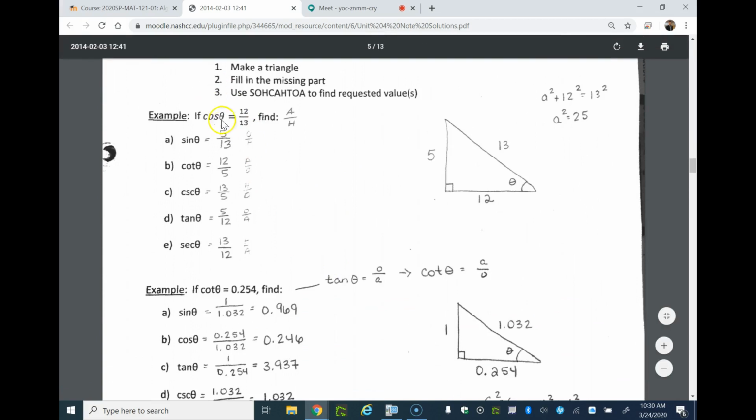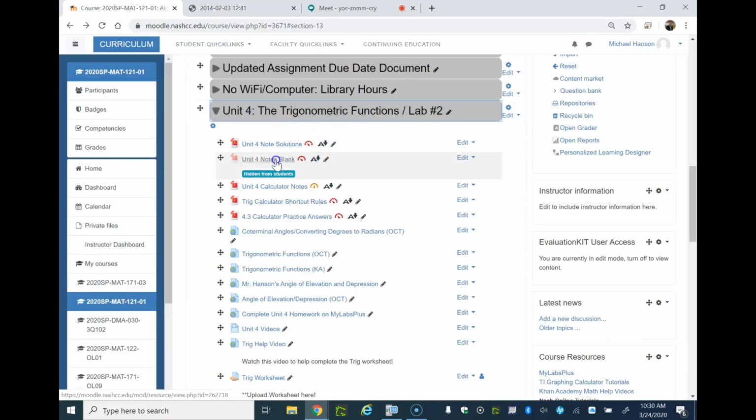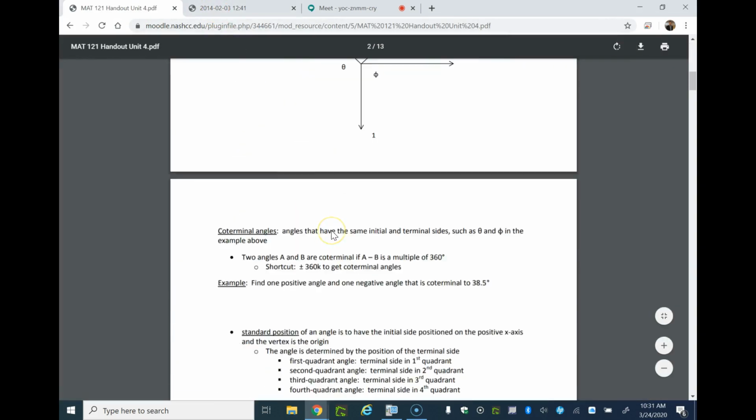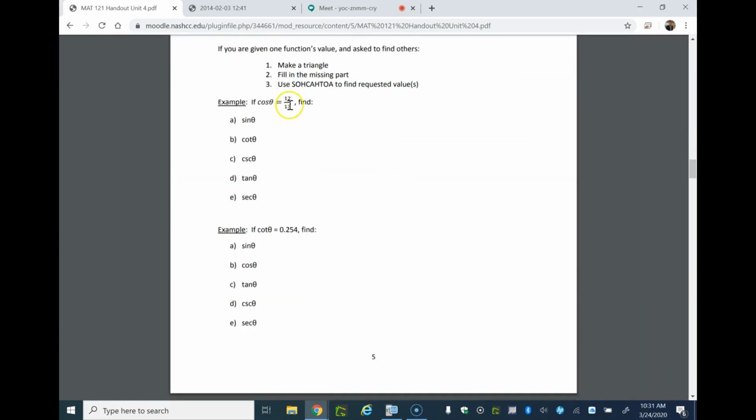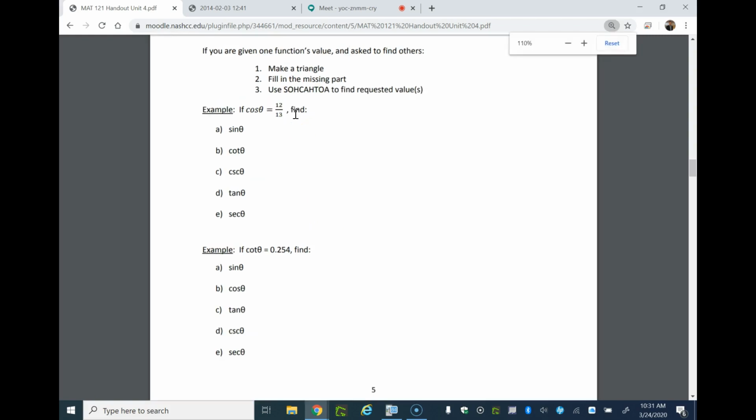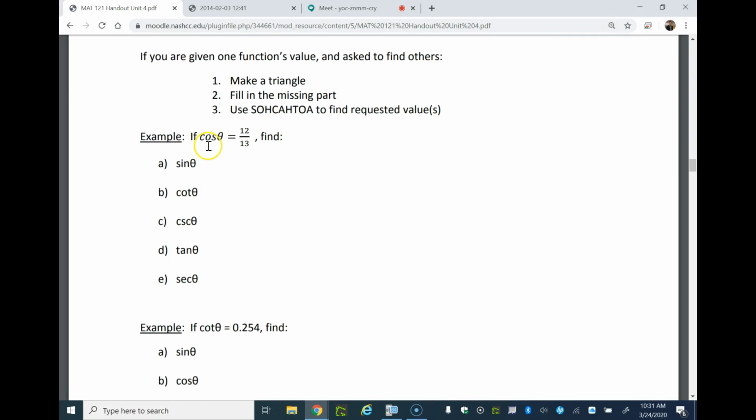So for this one here, it probably looks better if I show you the blank one. And I'll open this one up too so you can see it. So this is what a problem looks like. I'm only giving you 12 and 13 for the problem. Cosine is going to be 12, I'm sorry, 12 over 13. So here we actually have to make a triangle, fill in the missing parts, and use SOHCAHTOA. Sine is opposite over hypotenuse, cosine is adjacent over hypotenuse, and tangent is opposite over adjacent. An easy way to remember is SOHCAHTOA.